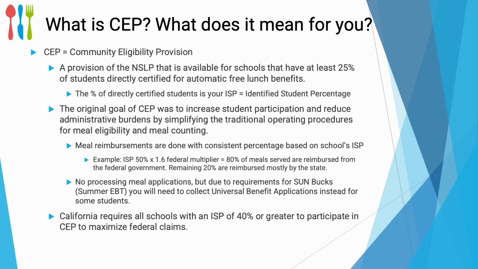Meal reimbursements are going to be done with a consistent percentage based on your school's ISP. There's an example here of how that all works. This also means that you cannot process traditional free and reduced meal applications. But in the state of California, due to requirements for Sunbucks or Summer EBT eligibility, as well as other funding that your schools can receive based on individual eligibility, you are required to collect some forms, and that is called the Universal Benefit Application. We'll talk about that in great detail during this training.